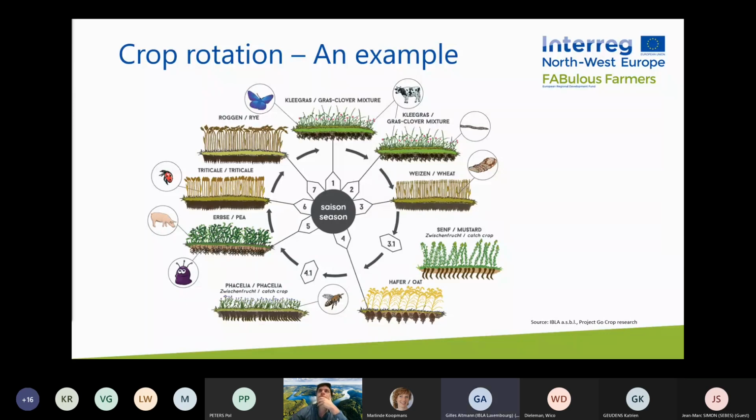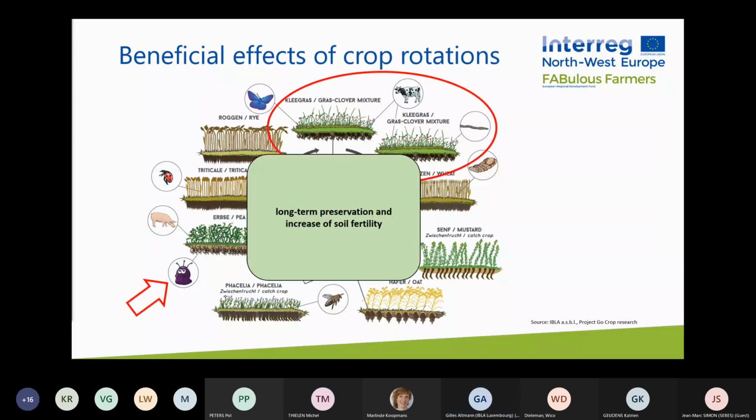By creating large and diverse crop rotations, of course, we try to achieve different goals and beneficial effects, of which I will give a short introduction now. So the most important goal is to preserve and increase soil fertility in the long term. And this is especially achieved by the integration of grass cover or alfalfa mixtures for humus production and other legumes, which supply the soil with nitrogen.